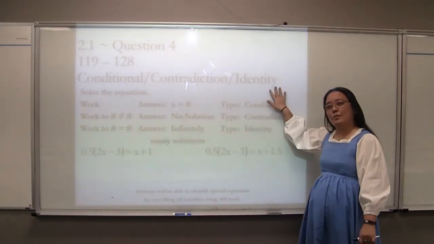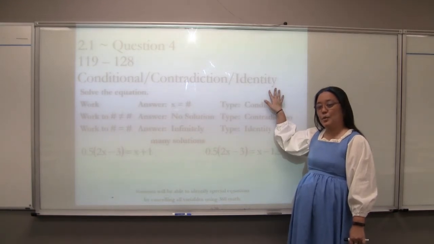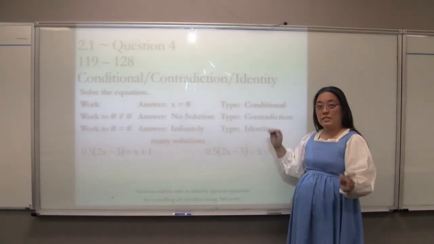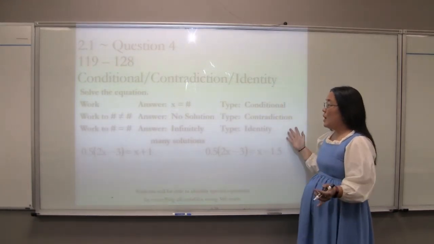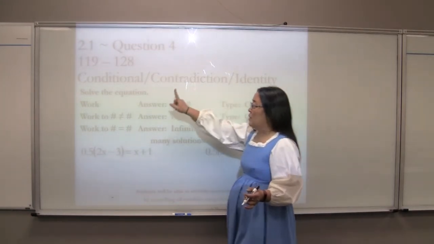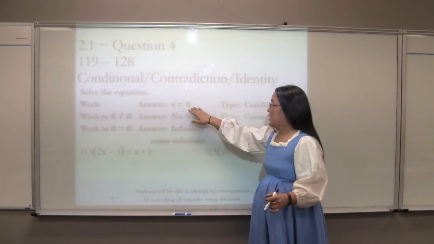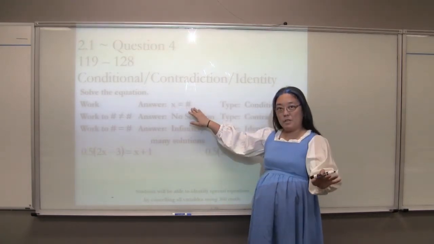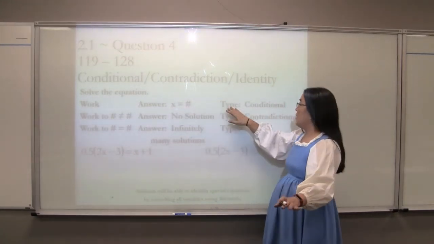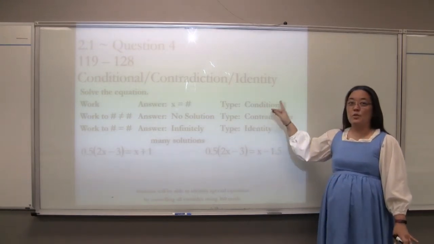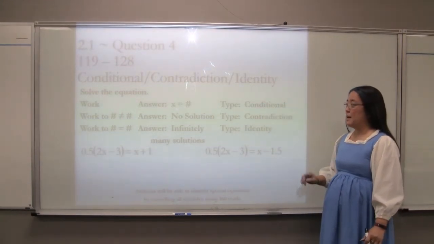An identity. We dealt with identities back in Chapter 1, where the left side and the right side are exactly equal to each other. We're going to be doing some work to solve them. We'll get the answer, x is equal to a number. This is how we've been solving all of our algebra equations so far, and that type will be a conditional. We have been dealing with conditionals for a long time.